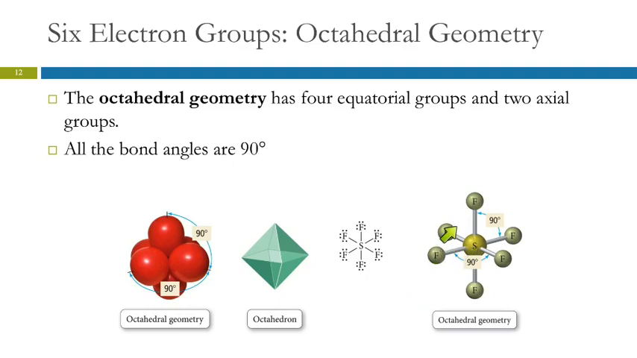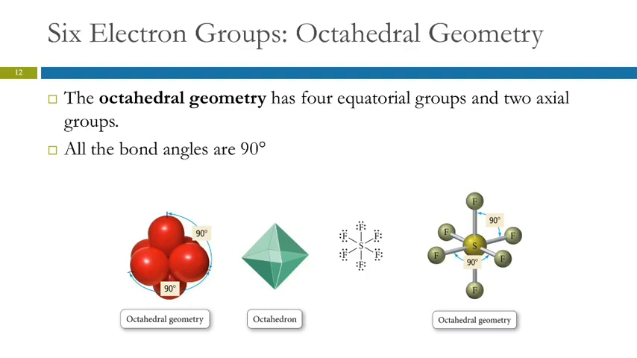Around the center, we can envision these 4 that have 90-degree angles, and that would be the equatorial and the axial positions above and below, but these also have 90-degree angles. So in the octahedral structure, all the bond angles are the same. Yes? There's only 6 angles.